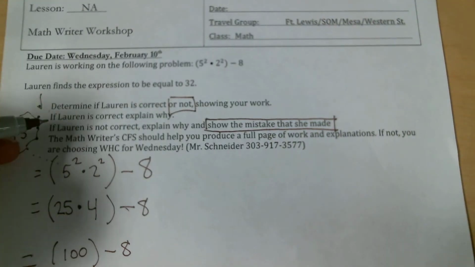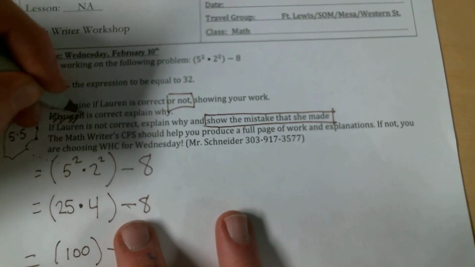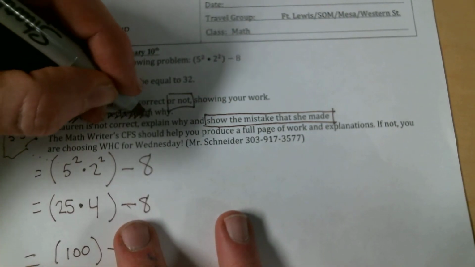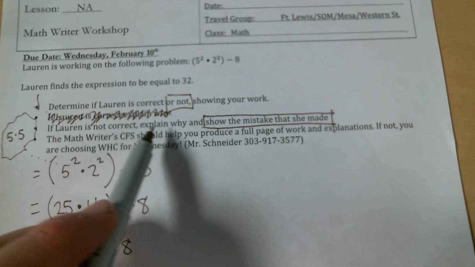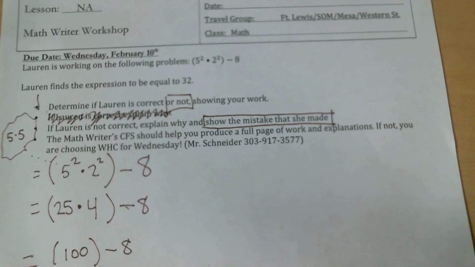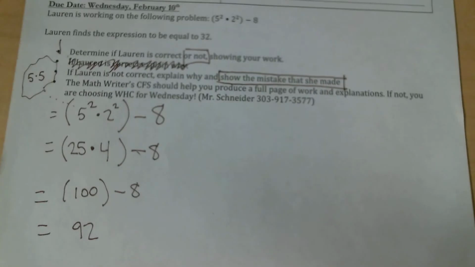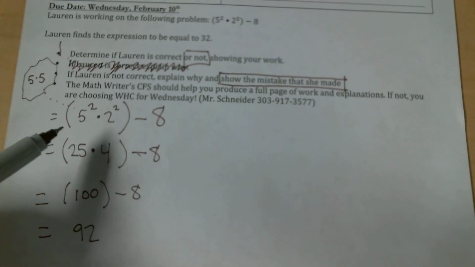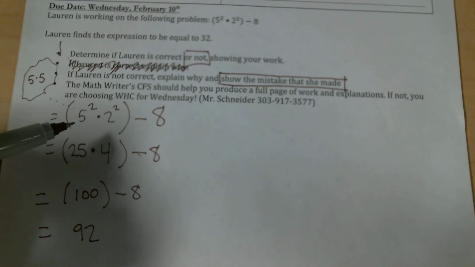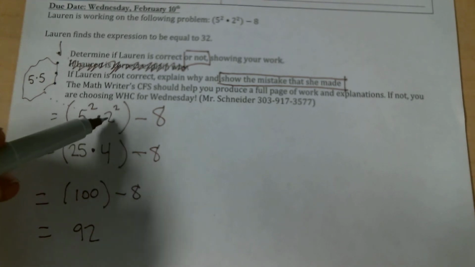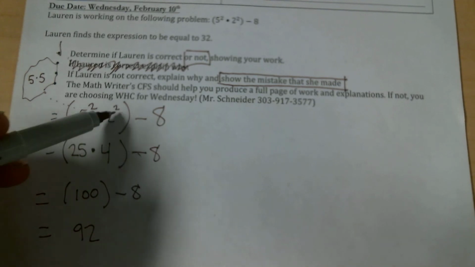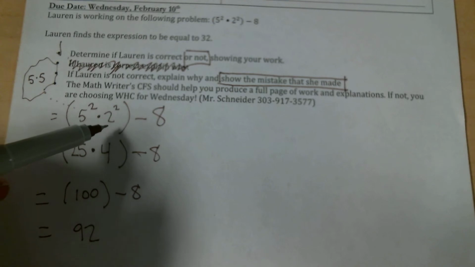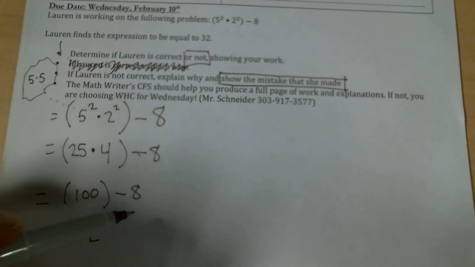So am I going to explain why she's correct? No, because she's not correct. So cross that one off. We don't need to do that one. She's not correct. But now, if Lauren is not correct, explain why and show the mistake that she made. Well, let's see if we can do this. Let's think about the mistakes she could have made here. Well, maybe she subtracted first. I guess maybe she multiplied first. Maybe she did 5 times 2 to get 10, and then 10 squared. No, that doesn't seem right.